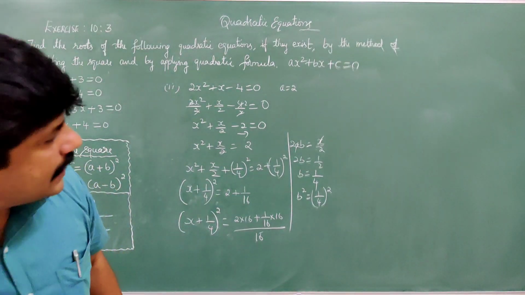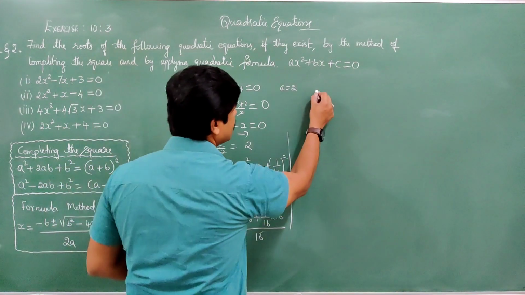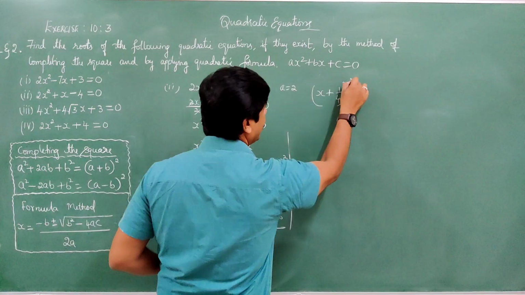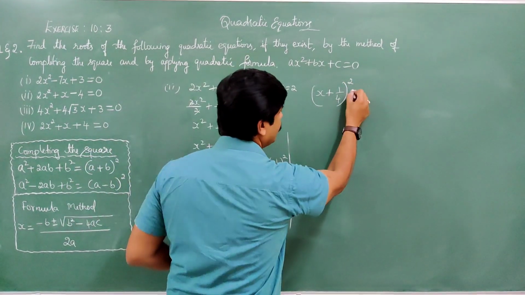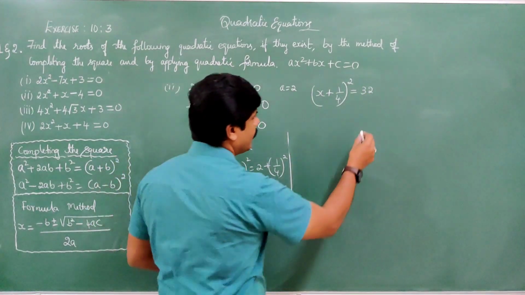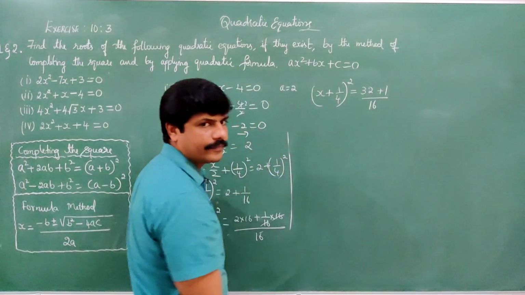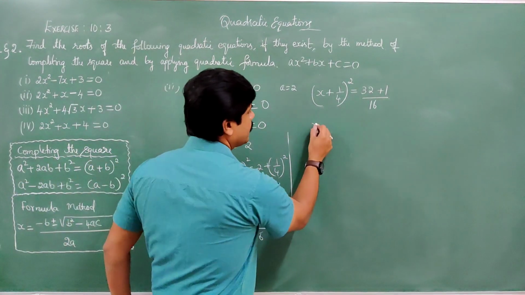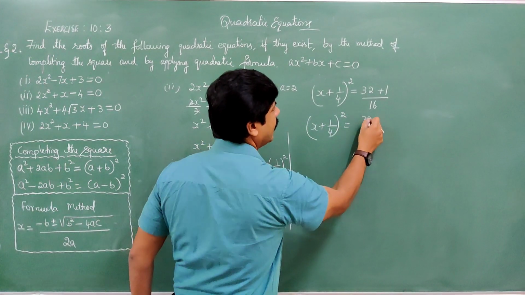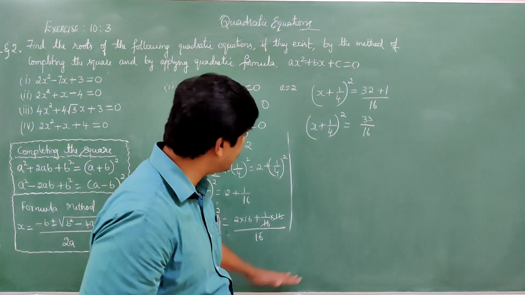Understand this? Now see here, I'll write the same once again. (x + 1/4)² = (16 × 2, which is 32, the 16 got cancelled here, plus 1) whole divided by 16. So (x + 1/4)² = 33/16. Understand? So this is the second step. From here to here we have brought.